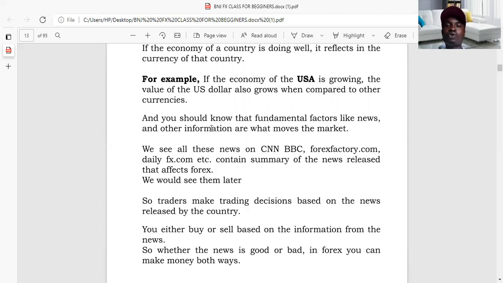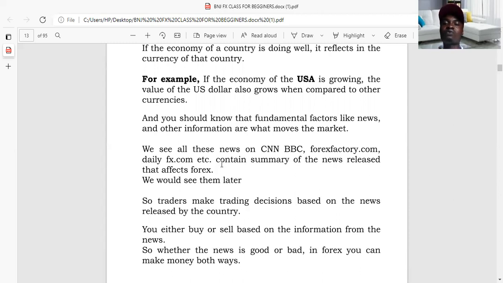And you should know that fundamental factors like news and other information are what move the market. So you must listen to news. Sometimes every 8 o'clock, if you're in Nigeria, you must listen to news to know the state of the economies of the US, Europe, Canada, and all that. You must listen to their various news to know what is happening. Is the economy good for you to buy? Is the economy bad for you to sell? So you must understand all these factors.